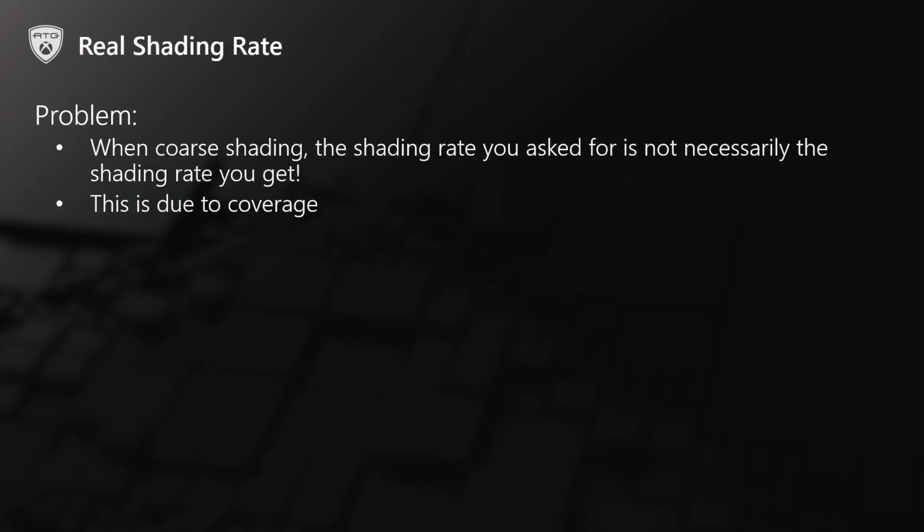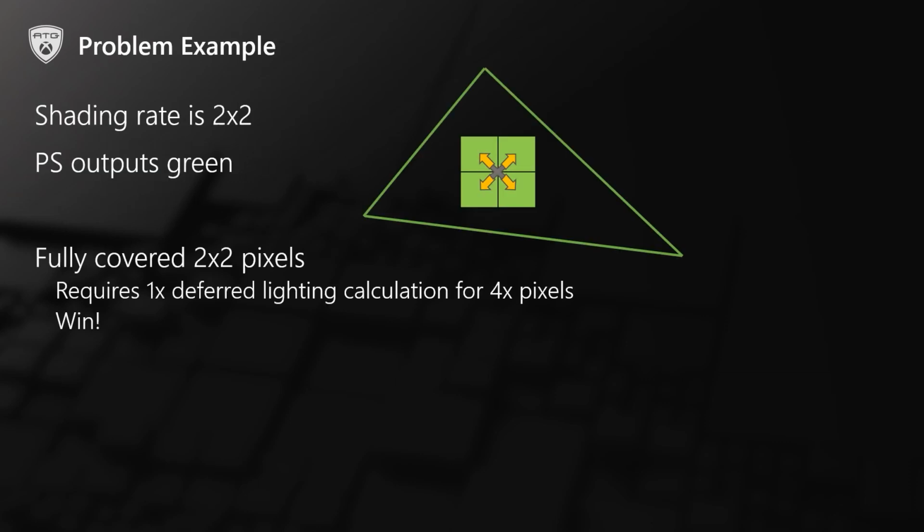So the real crux of the problem that I had to go and solve was this idea that the shading rate that you ask for is not necessarily the shading rate you get, and this is again due to coverage. So the easiest way to explain exactly what I mean is by example.